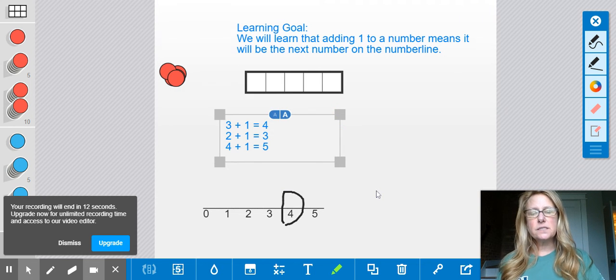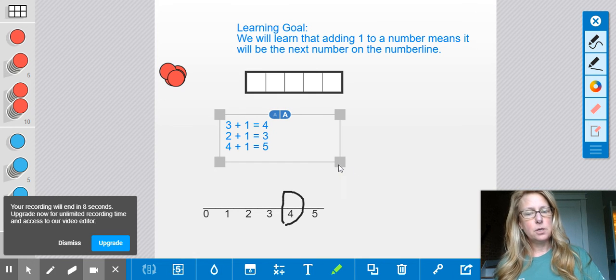We're going to take some time to practice adding 1 to a number. Use the number line or the counters to help.